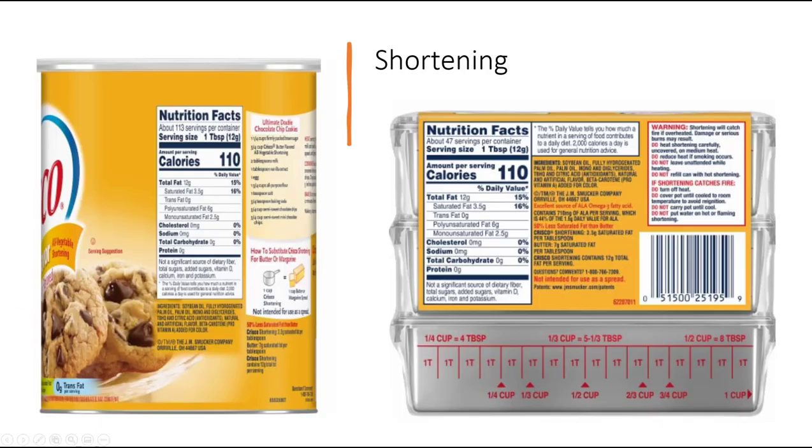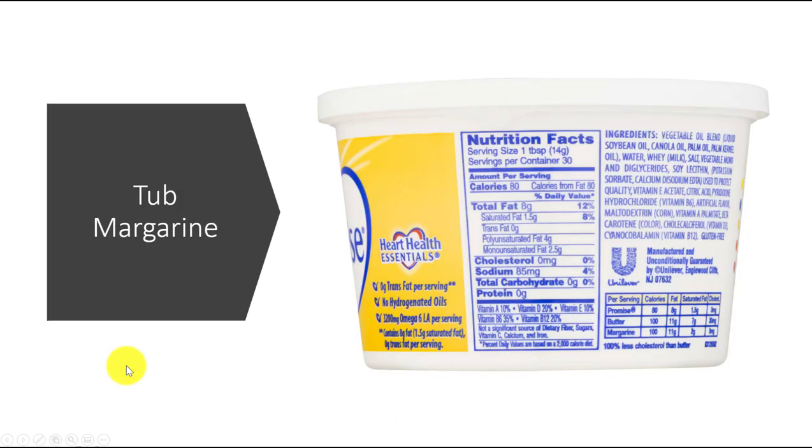For shortening, you can choose either the canister or the sticks. They have the same nutrition facts and ingredient list. Note they mention fully hydrogenated palm oil. I suspect that's because they received such a bad rep with their partially hydrogenated oils that they had to say it was fully hydrogenated. The result is 3.5 grams of saturated fat, which leads me to believe they used more palm oil in their blend compared to the stick margarine because it has more saturated fat.